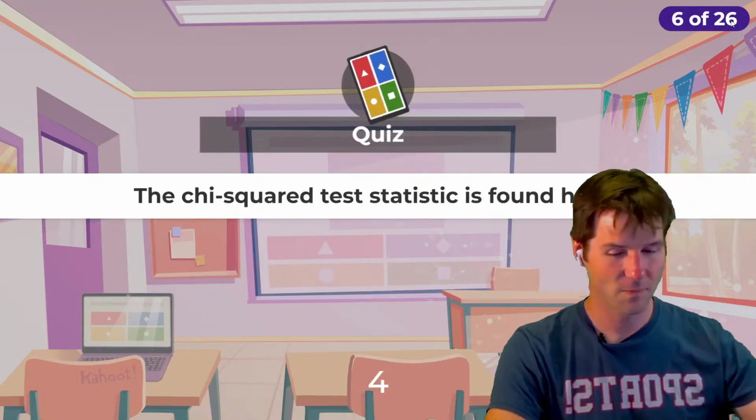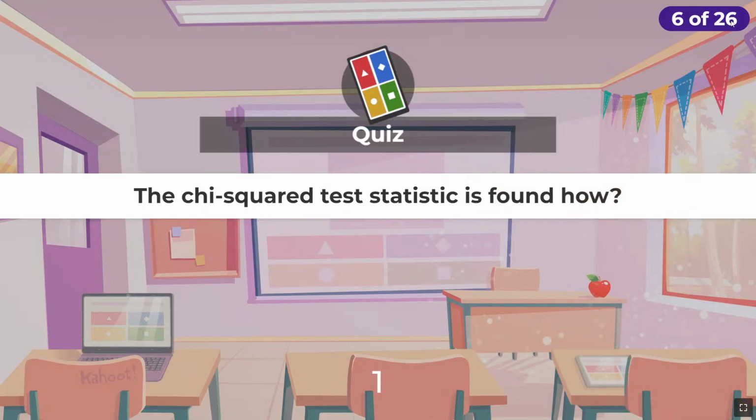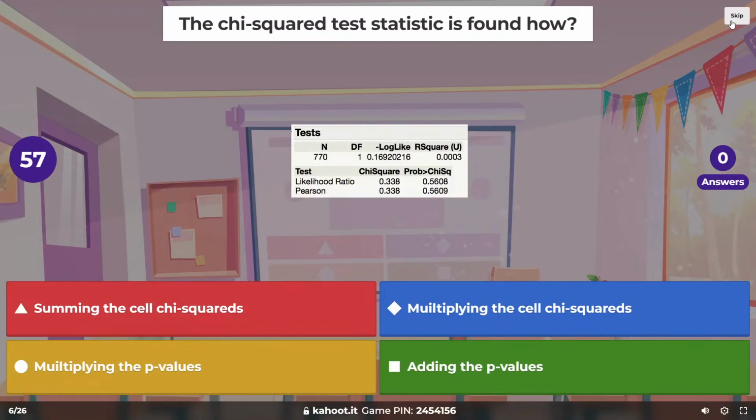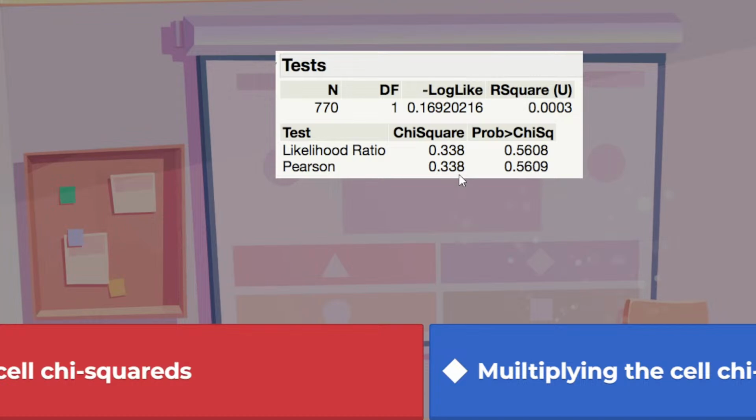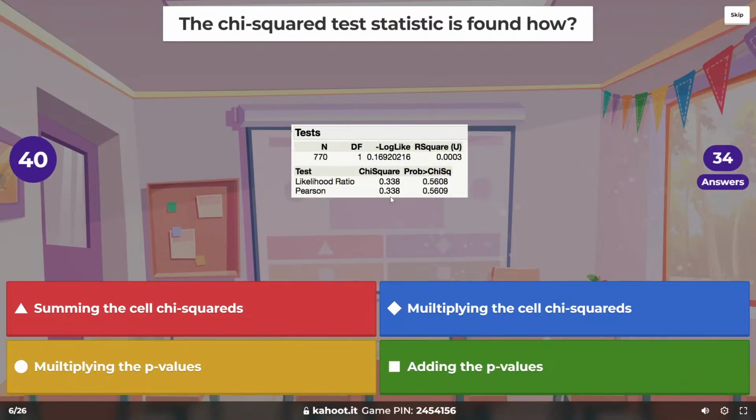Next question. The chi-squared test statistic is found how? How do we get the chi-squared test statistic, which is this one right here? That might look like a p-value. Why does that kind of look like a p-value to you? Does anyone have any idea why the Pearson chi-squared test statistic kind of looks like a p-value? Don't worry if you get it wrong.